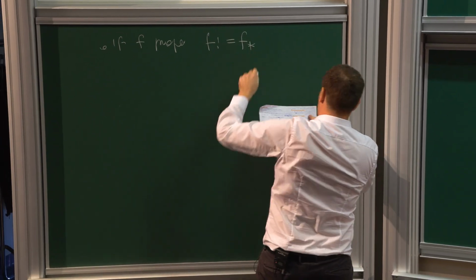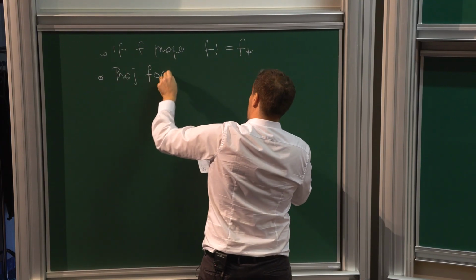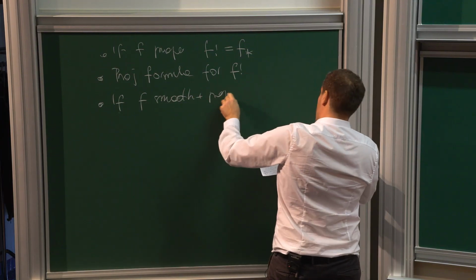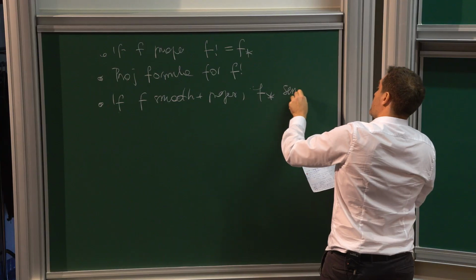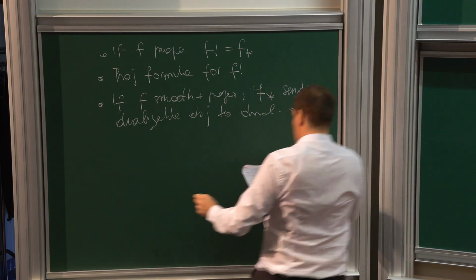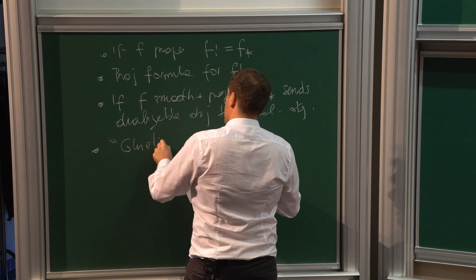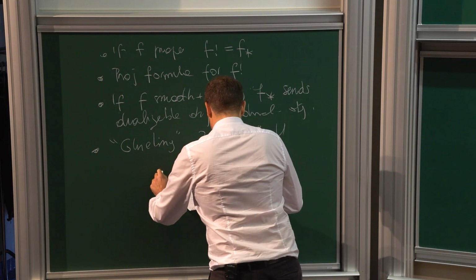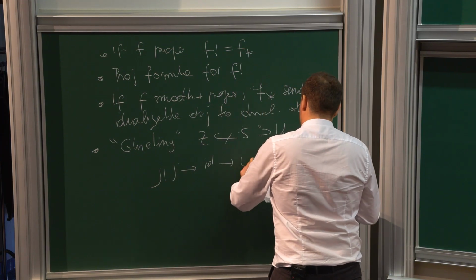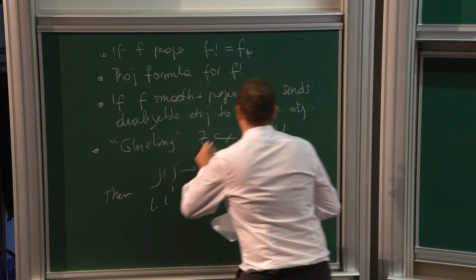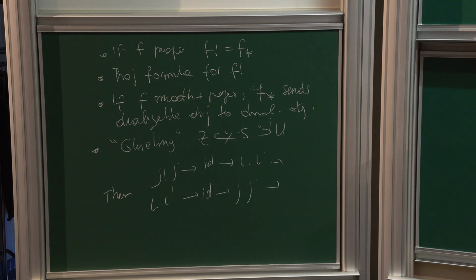If f is proper, you want the lower shriek to actually coincide with the lower star. You want to have a projection formula for f lower shriek. I will come back to this. And if f is smooth and proper, you want f lower star to send dualizable objects to dualizable objects. Moreover, you want some gluing or localization. That is, if you have a Zariski closed subspace of S, you want to have exact sequences of functors like that. So all the usual six-functor business.